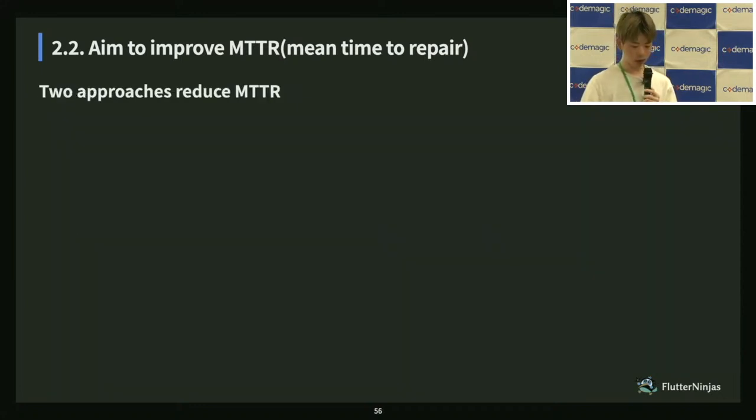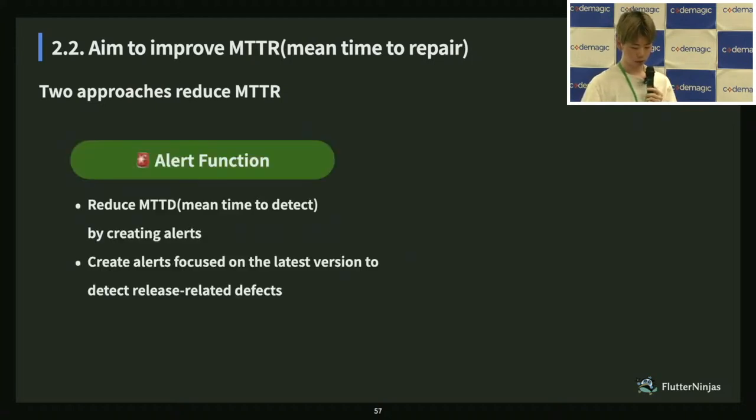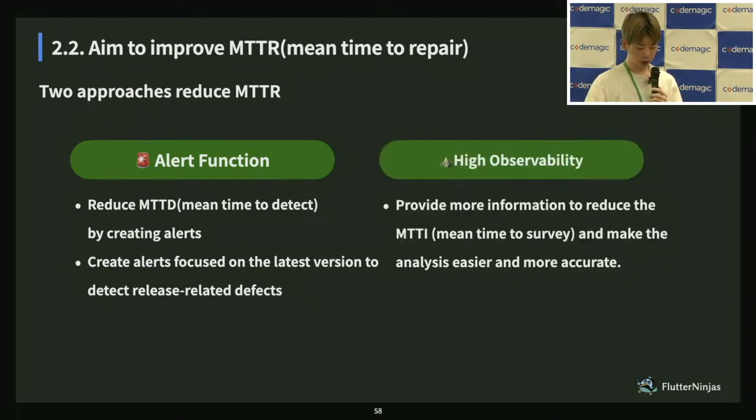User experience SLI SLO has two approaches to reduce MTTR. One is to create alerts. This reduces MTTD, which is mean time to detect. Also, creating alerts focused on the latest version could detect release-related defects. Second is high observability. Providing more information to each transaction will reduce MTTI, which is mean time to investigate, and this makes analysis easier and more accurate.